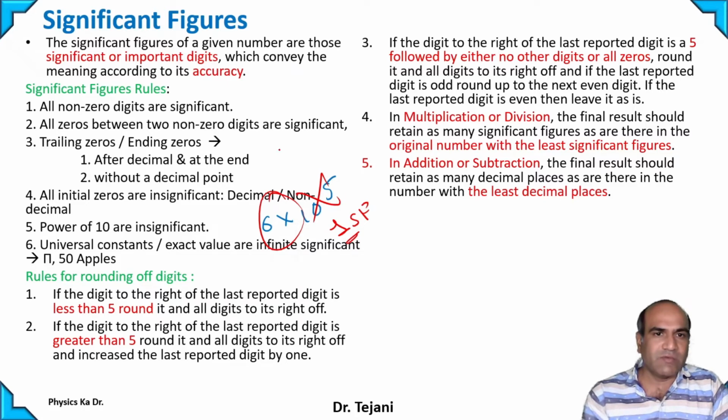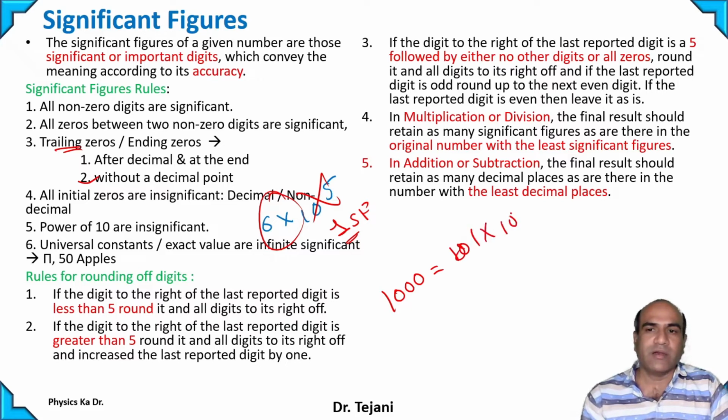You may directly connect with this, right? Trailing zeros without a decimal point. Say for example, 1000 becomes 1 multiplied by 10 power 3. So for this 3, there is no decimal. Remove it, then it is only one significant. That is only one significant.